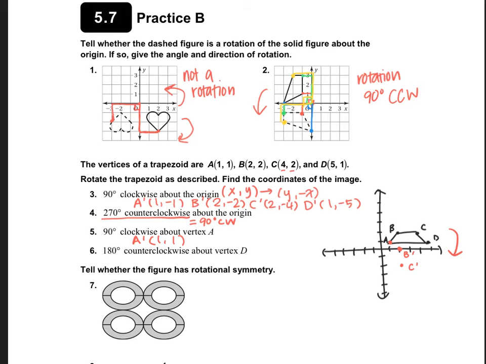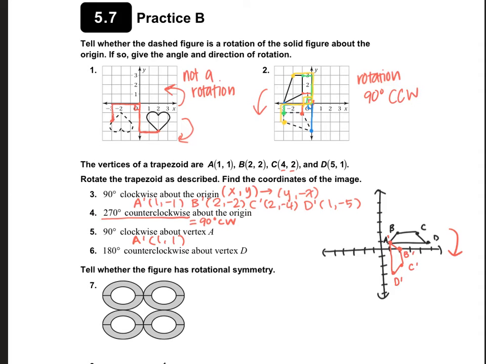My last point is D, and D is going to go straight to B, and it's going to be 1, 2, 3, and 4. So I start from A and then go straight 1, 2, 3, and 4 out, and that's going to be your D. So I have all my primes, A prime, B prime, C prime, and D prime, and then you go ahead and connect them.